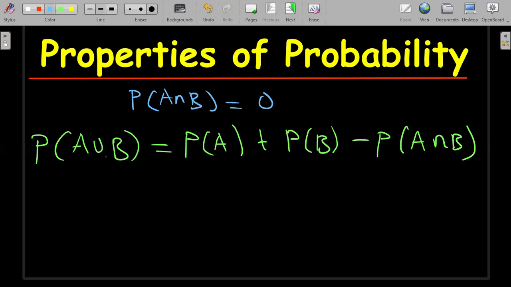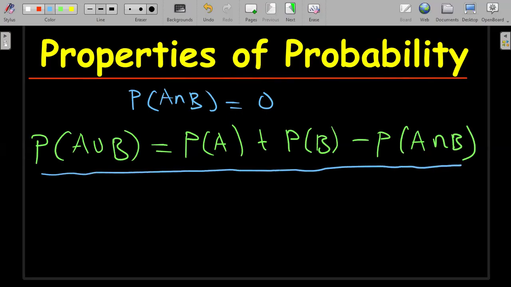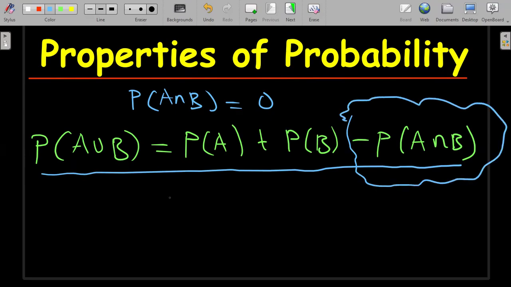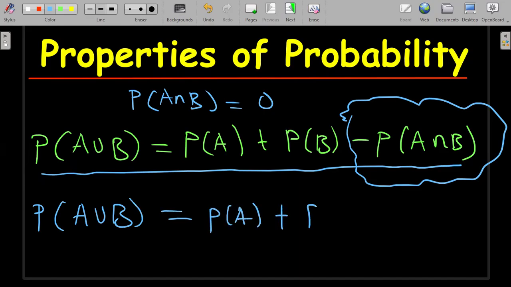Zero. So it means the formula for the union of events changes if you're dealing with mutually exclusive events, because this part here will just be 0. So if two events are mutually exclusive and we want to find their union, the probability of A union B will just be equal to what? The probability of A plus the probability of what?